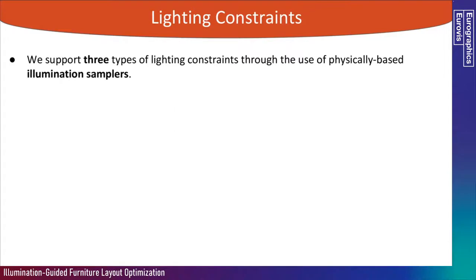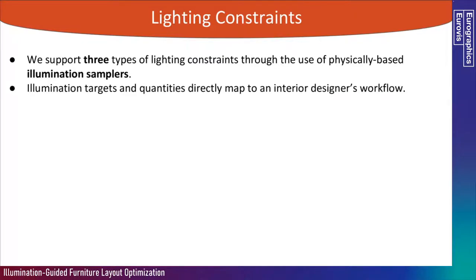And now that we've talked about how we define objects, groups, and their degree of freedom, we continue discussing how we incorporate lighting and geometric constraints. We support three types of lighting constraints through the use of illumination samplers. Samplers are used to measure illumination levels using physically based light transport solvers. Illumination targets and quantities directly map to an interior designer's workflow using photometric units. Our framework specifically uses lux and nits accordingly.